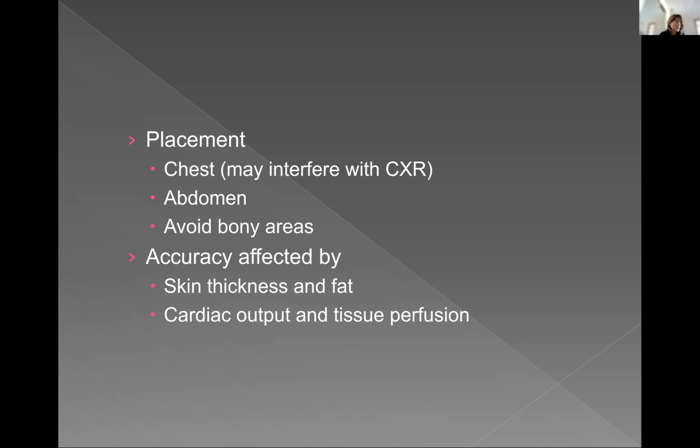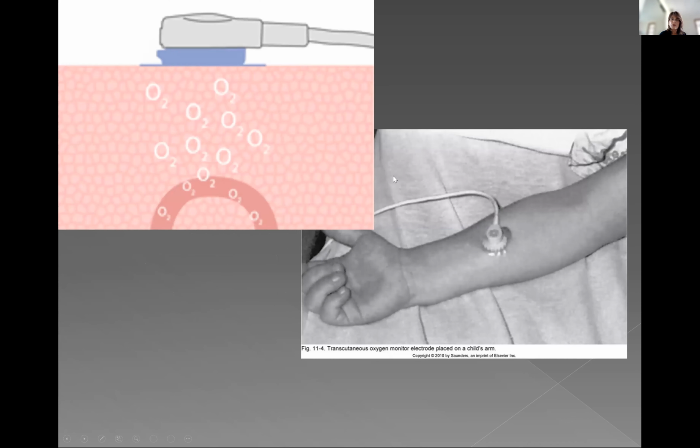So on kids, they're going to put it on the inner part of the arm. Hold on, there's a picture. So on the inside of the arm, the skin is thin, and that's a good placement for it. Also inside of the thigh. So inside of the arm and inside thigh.